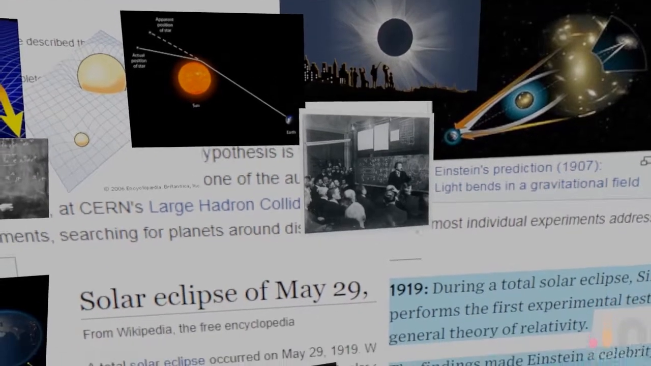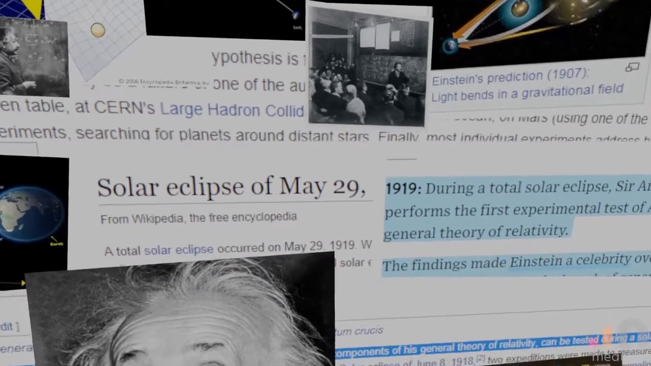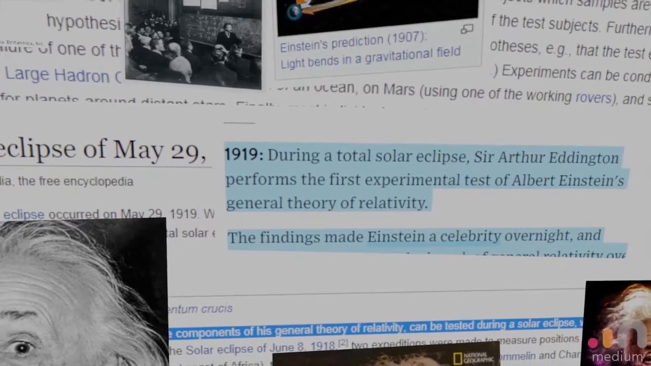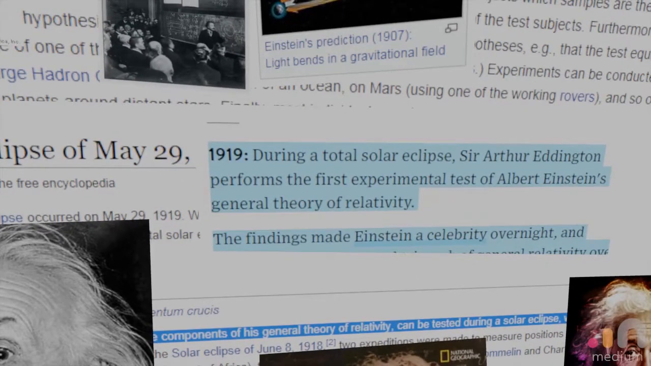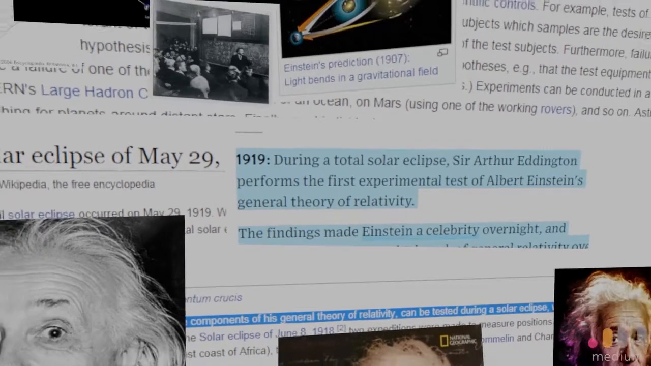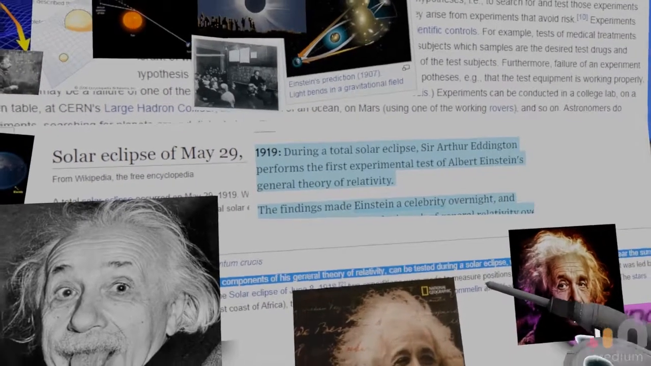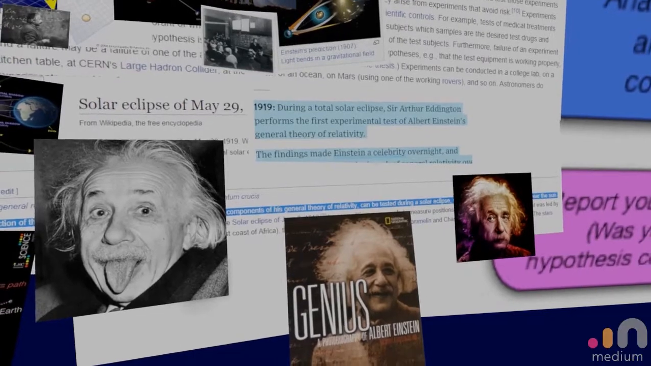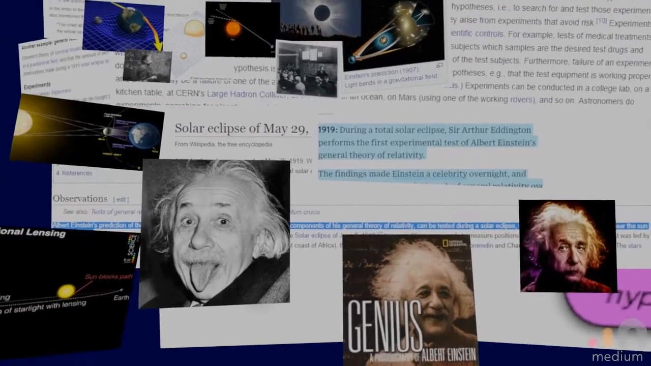And that's exactly what happened. The solar eclipse of May 29th, 1919. During a total solar eclipse, Sir Arthur Eddington performs the first experimental test of Albert Einstein's general theory of relativity. The findings made Einstein a celebrity overnight. And so that is why Einstein is a huge celebrity and is synonymous with the word genius.